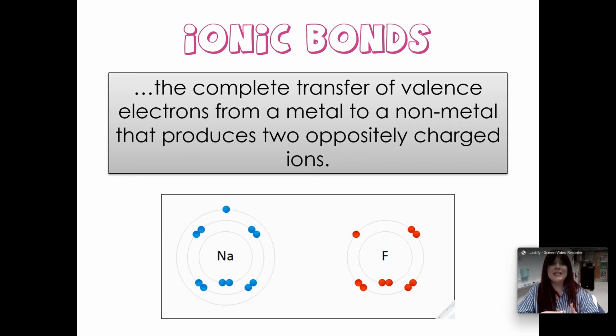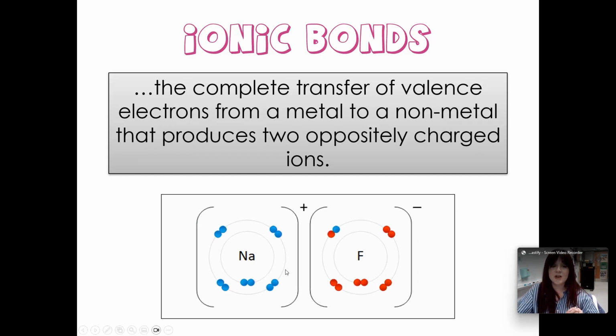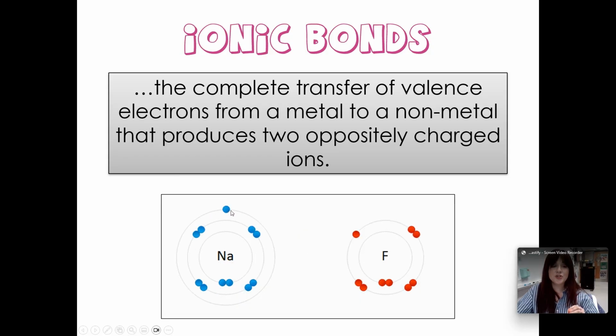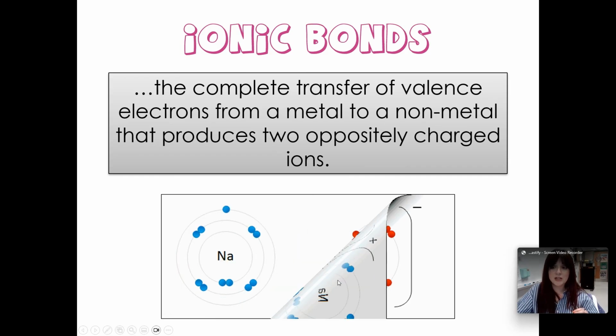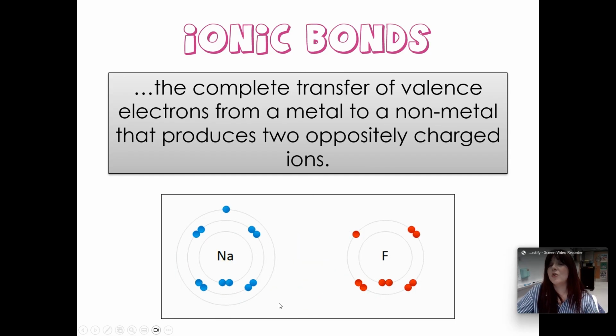So fluorine, because it's so electronegative, is going to steal an electron from sodium, which is what it's representing down here. That one valence electron from sodium in this third shell is getting transferred to fluorine in its second shell. So therefore, fluorine has 8 electrons in its outermost shell, and sodium also now has 8 electrons in its outermost shell.